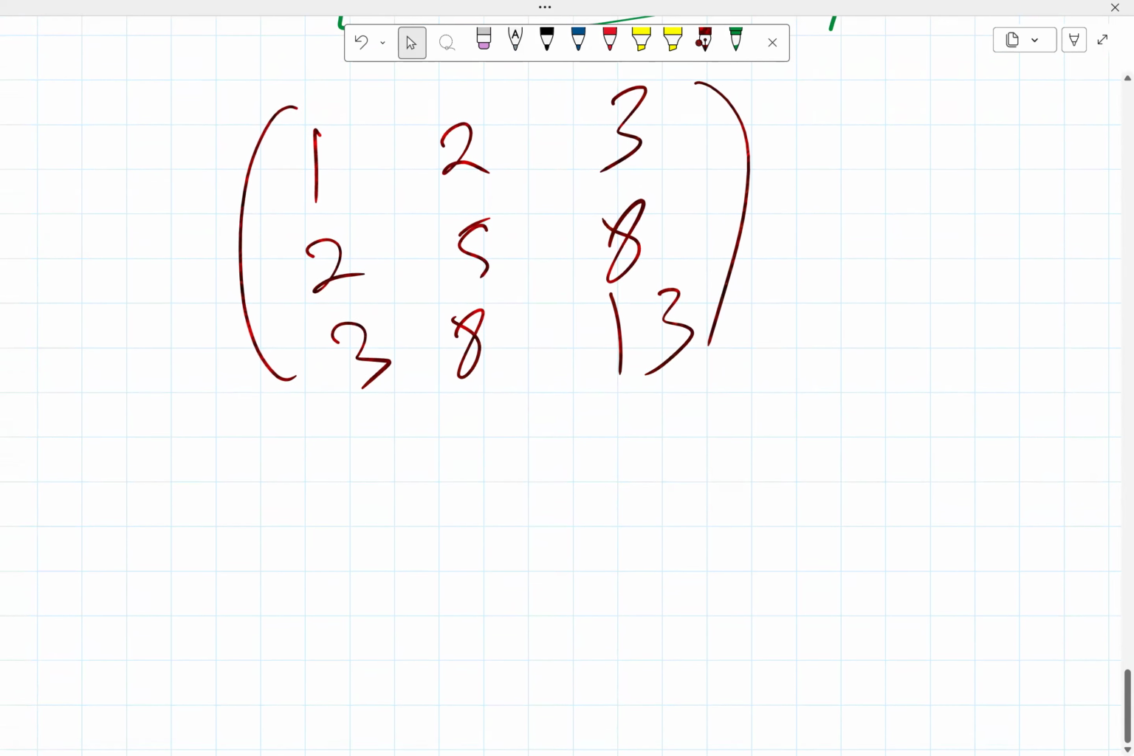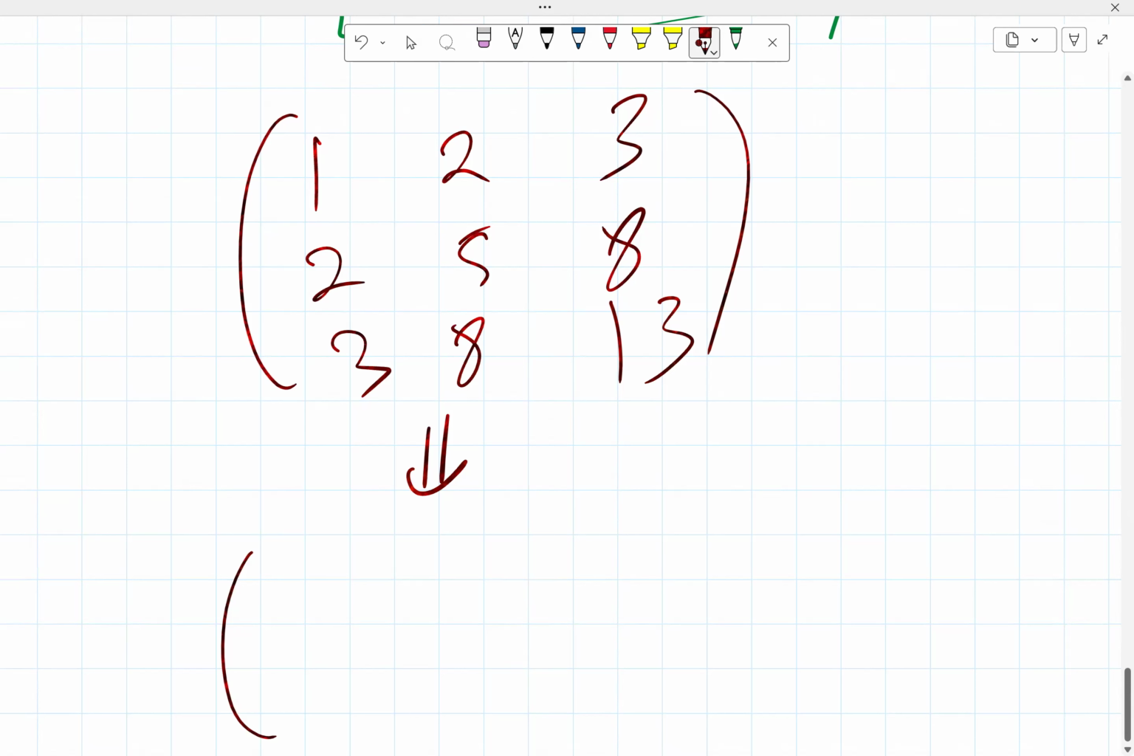So again, we've been doing this a lot, so I won't waste my time talking about it too much. Of course, row one remains row one, 1, 2, 3. So we want this to be zero first. So 2 minus 2 times 1, that's zero. 5 minus 2 times 2, that's 5 minus 4, which is 1. 8 minus 2 times 3, 6. That's 8 minus 6, which is 2.